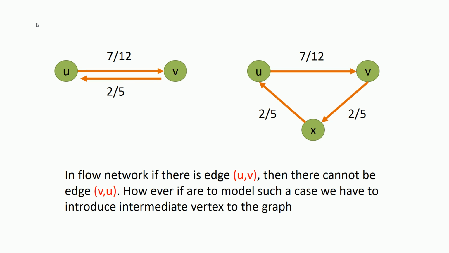In a flow network, if there is an edge from vertex U to vertex V, then there cannot be an edge the other way around, which in this case is from vertex V to vertex U. However, if we come across such a scenario, we have to introduce an intermediate vertex to the graph, as we did with the X vertex in the right side diagram. So to remove the reverse edge from vertex V to vertex U in the left side diagram, we have introduced the X vertex in the right side diagram, which has the same capacity and same flow. In this way, we can convert anti-parallel edges to normal edges by using intermediate vertices.